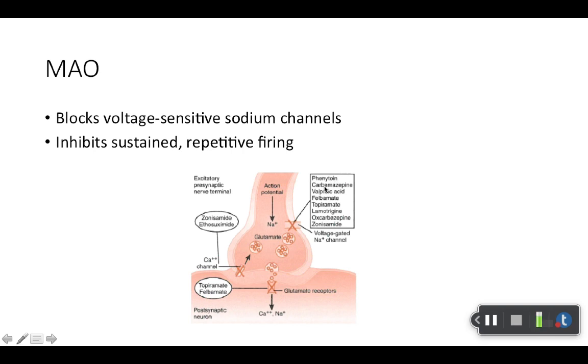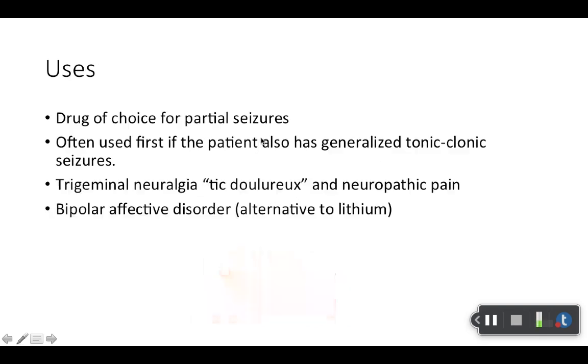Mechanism of action. You can see listed here, same as phenytoin, they are sodium channel blockers, and that helps inhibit the firing of the neurons.